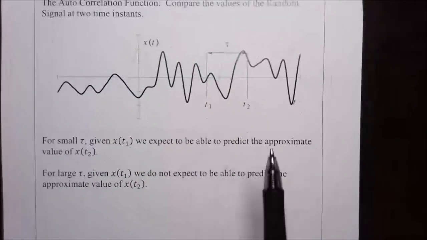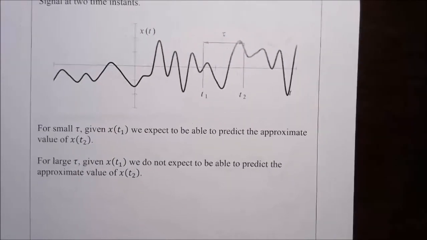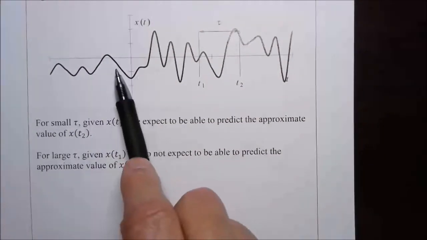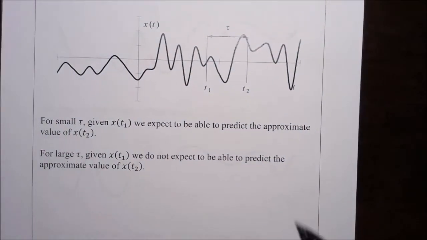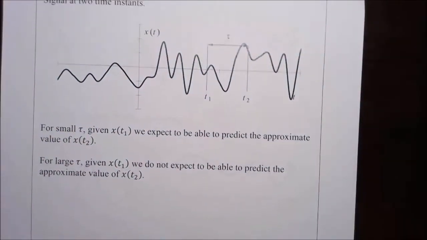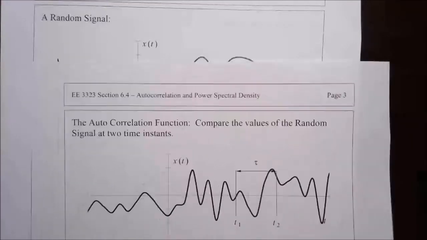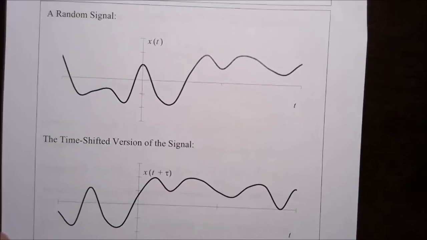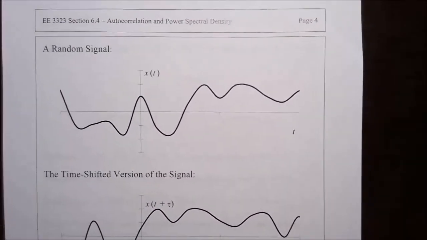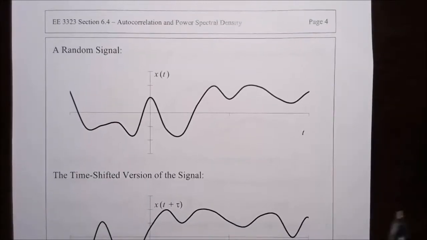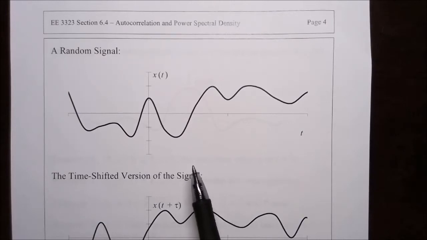You wouldn't be expected to predict the value, and this is all depending upon how rapidly the random signal changes compared to the time value of the time shift tau. So this variation in the random signal is embedded, or it can be described, by using the autocorrelation function.